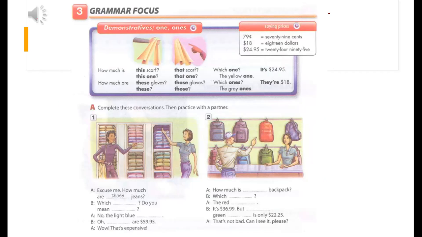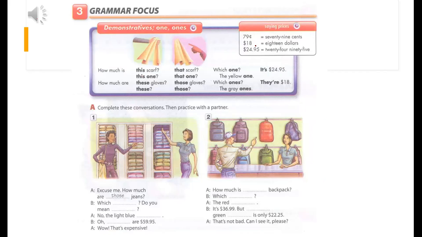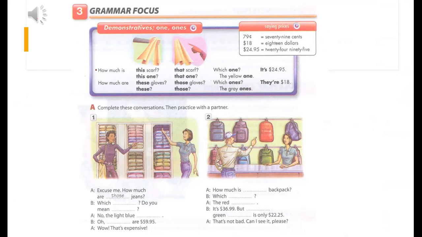Page 17, exercise 3, grammar focus. Just listen, please. Demonstratives. Ones. How much is this scarf? How much is this one? How much is that scarf? How much is that one? Which one? The yellow one. It's $24.95. How much are these gloves? How much are these? How much are those gloves? How much are those? Which ones? The gray ones. They're $18.